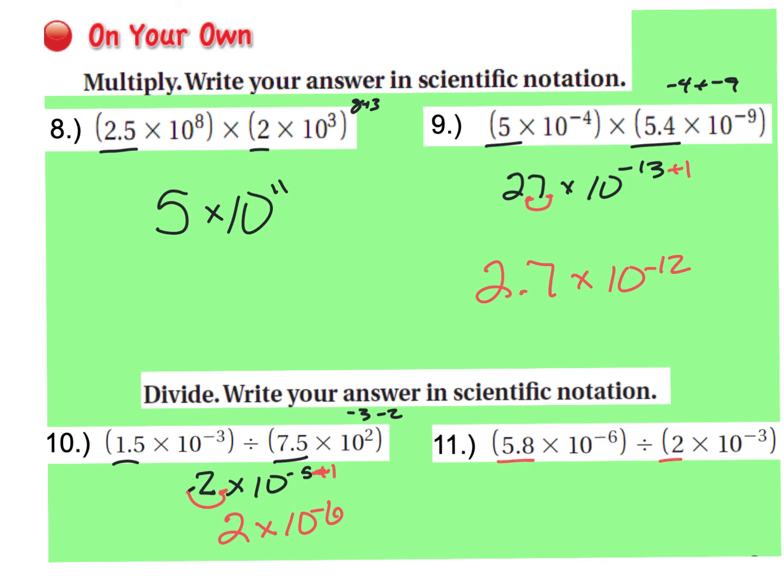5.8 divided by 2 gives us 2.9. Definitely going to be scientific notation. Negative 6 minus a negative 3. I'm going to double dash. 10 to the power of a negative 3.